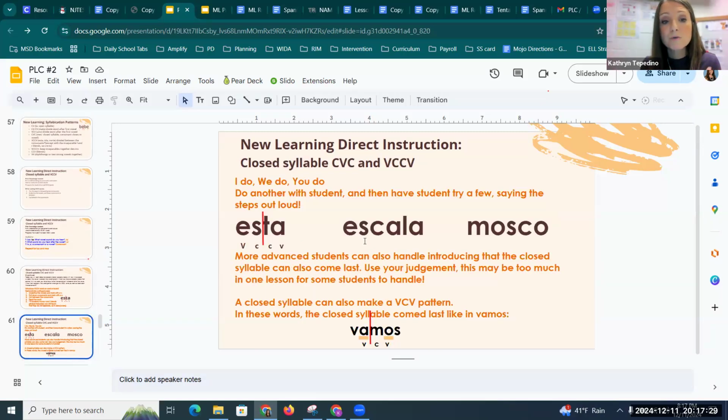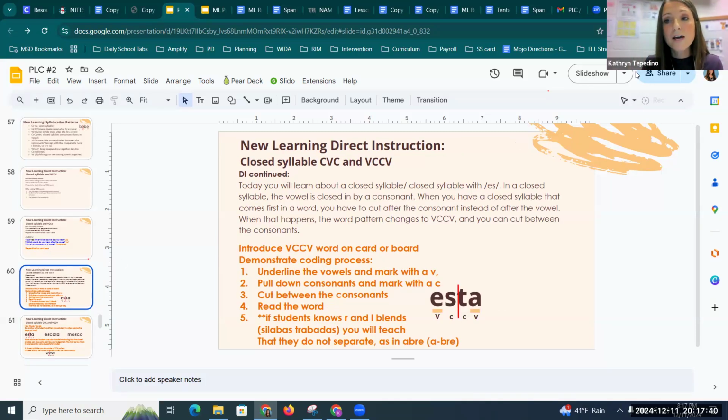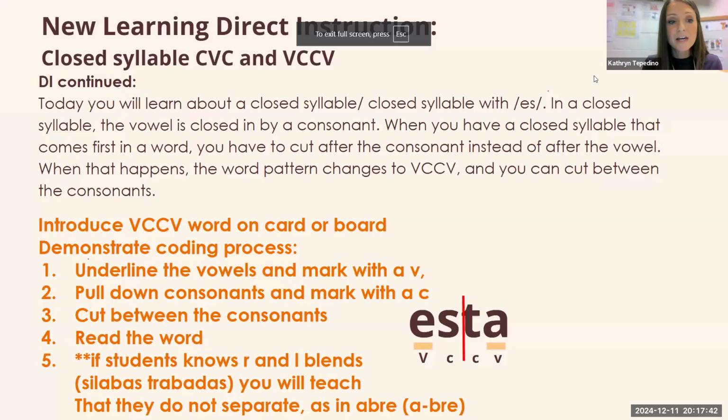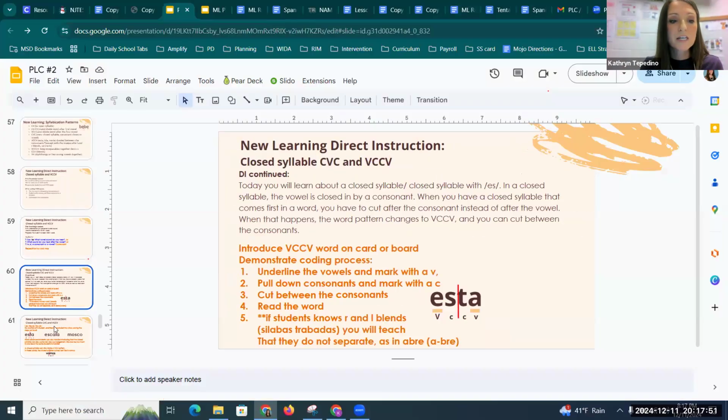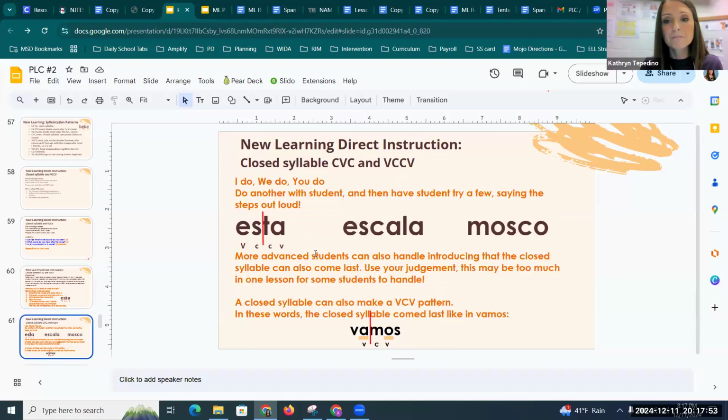So I do, we do, you do. So I did one. Now we're going to do one or two together. Now you're going to try cutting one and you're going to have them keep saying the steps out loud. They're going to keep saying, underline the vowels, mark them with a V, hold down the consonants, mark them with a C. Where do we cut? Cut between the consonants. And we're just going to keep practicing that.